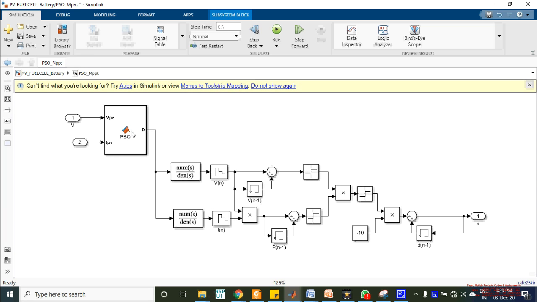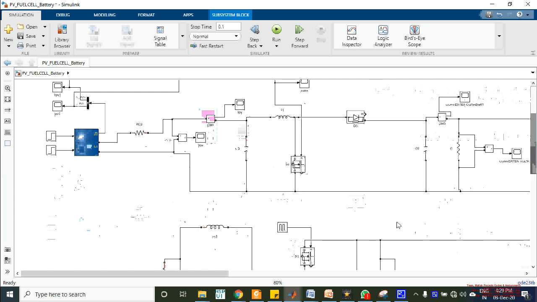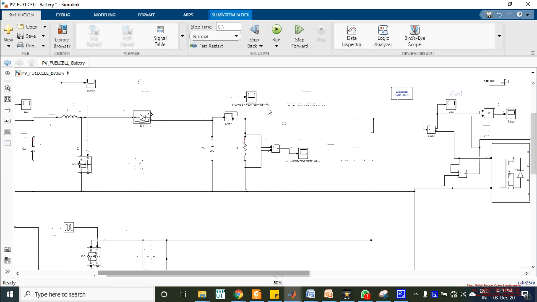You can see the PSO optimization. That optimization duty cycle is connected with MPPT. Further, after processing that MPPT, we get the finalized duty cycle. That duty cycle is connected with the PWM technique. Then we can see the pulse modulation. That pulse modulation signal is applied to the boost converter switch. And here we can see the converter current and converter voltage.